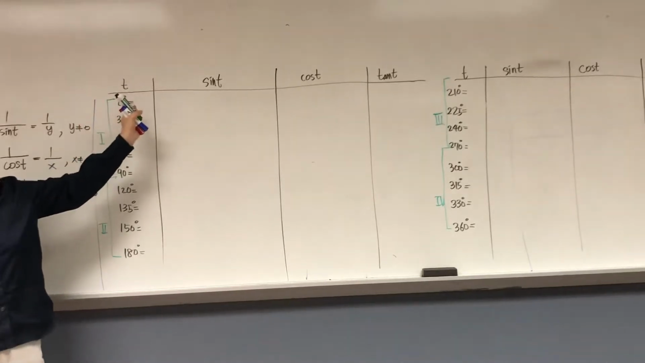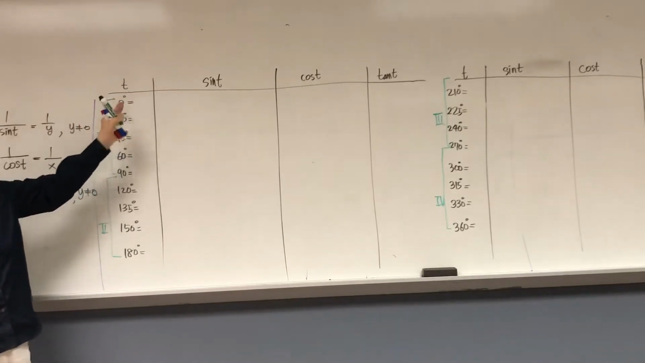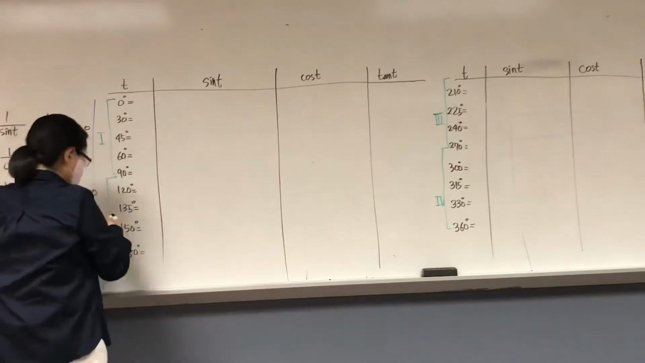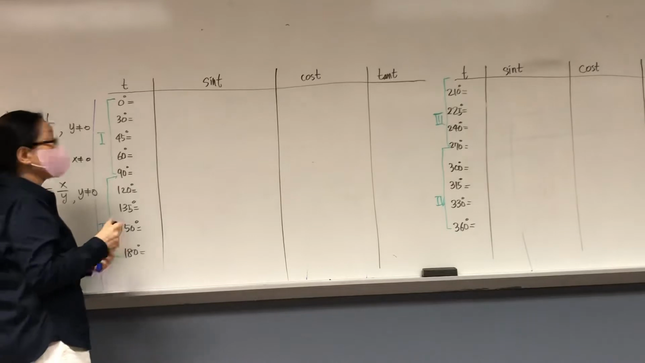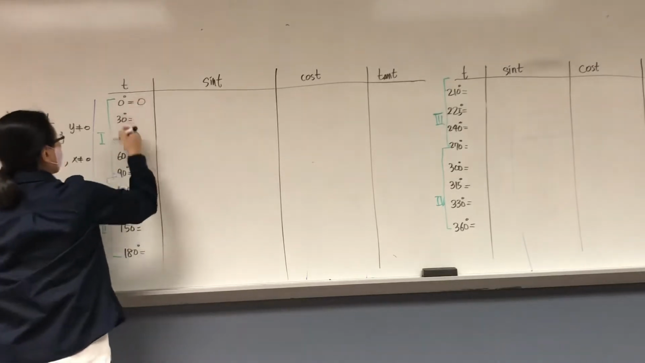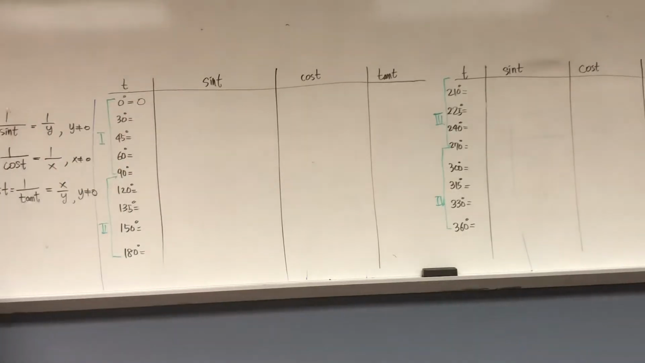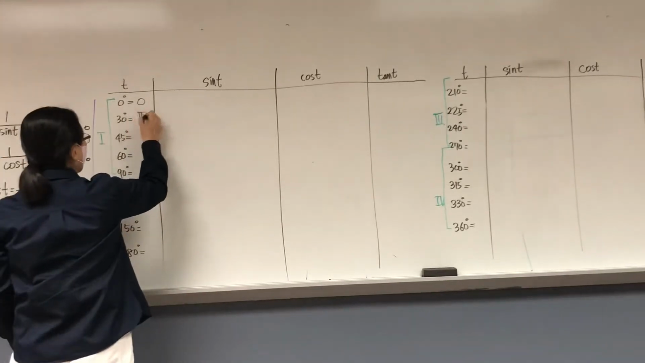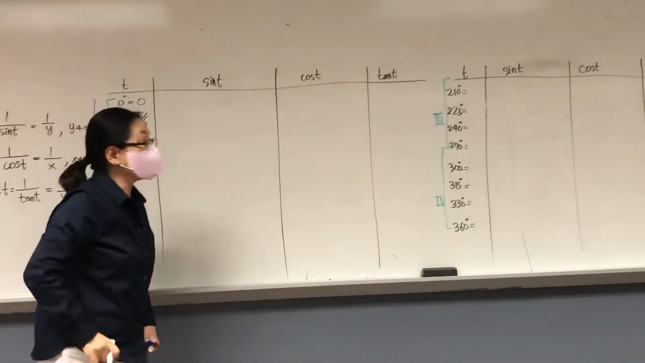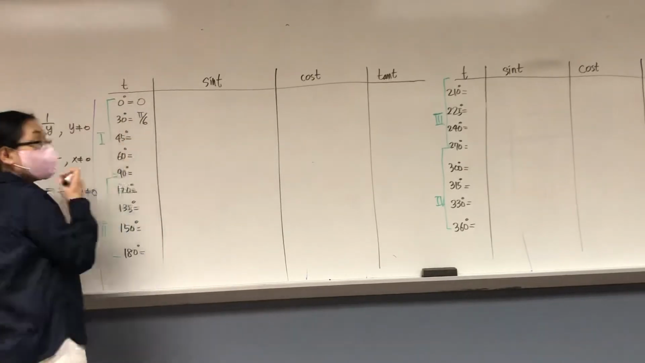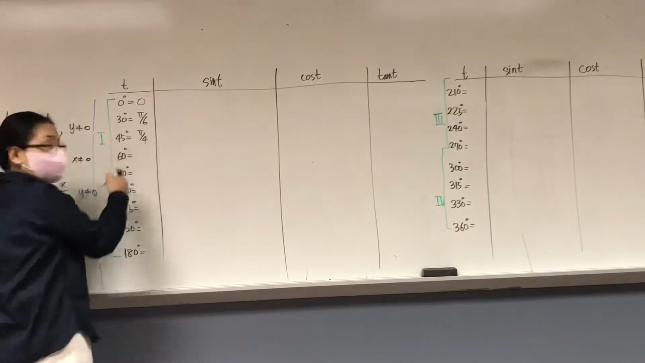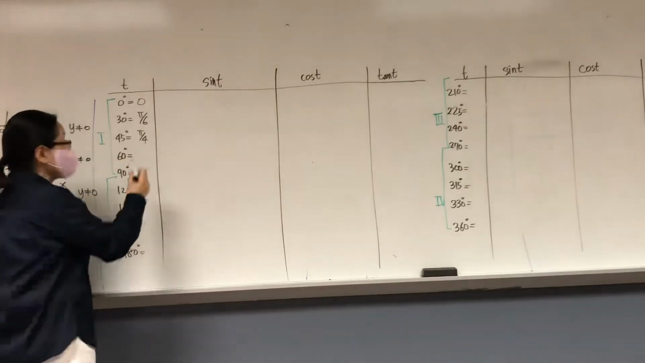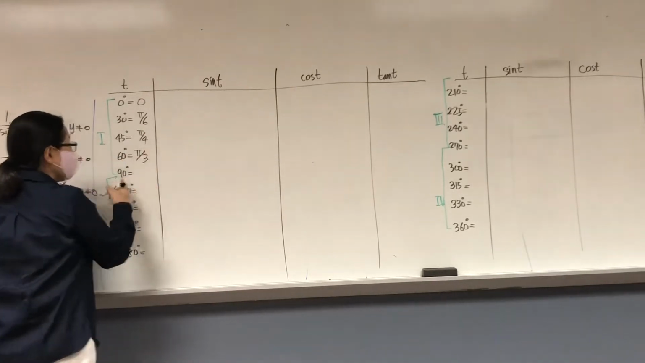I give a degree, and you should know the radian. 0 degree is what radian? 0 radian. 30 degree is what radian? Pi over 6. Good job. If you don't know, you have to use the proportion. 45 degree is pi over 4. 60 degree is pi over 3. 90 degree?